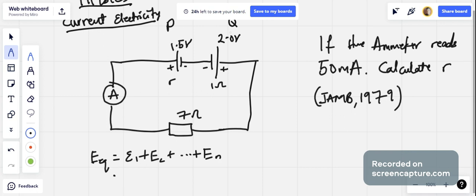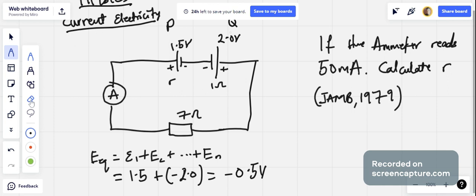So our equivalent EMF, or voltage, will be 1.5 plus, since this one is in the opposite direction to this, we add negative 2.0. If you do that calculation, that will give us minus 0.5 volts. The minus here means that with respect to P, the current will not flow to the left, it will flow to the right, because Q is greater than P.